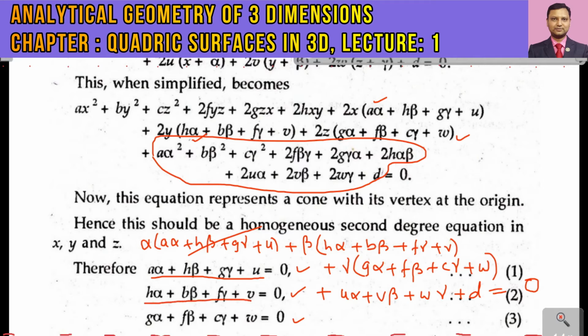Now this expression is equal to 0, so we can omit this term, and again this expression is equal to 0, so we can omit this term. So the only non-vanishing contribution, that means what will ultimately come from this expression, is that u alpha plus v beta plus w gamma plus d must be equal to 0. So that is represented in the next page.